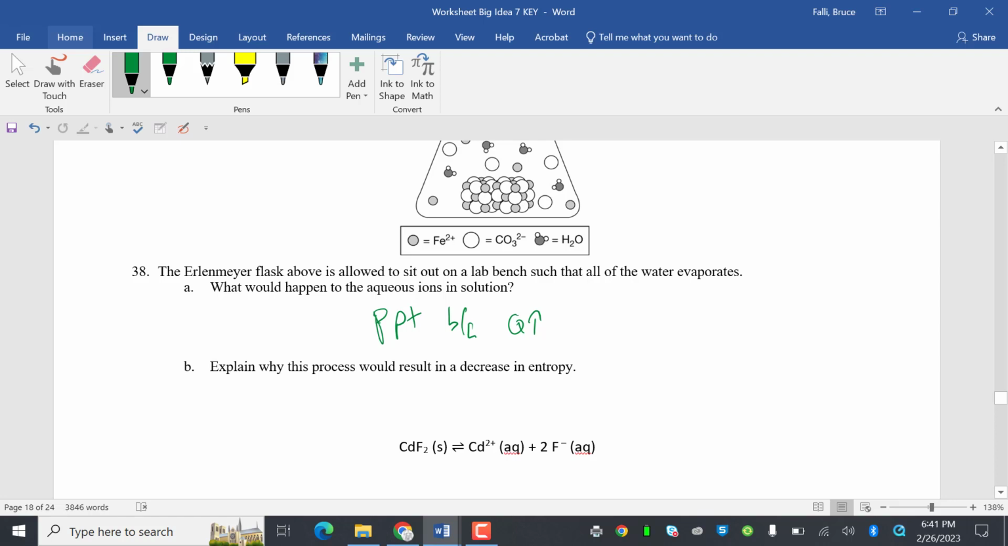Explain why this process would result in a decrease in enthalpy. Ionic compounds are more ordered than aqueous solutions. All right.